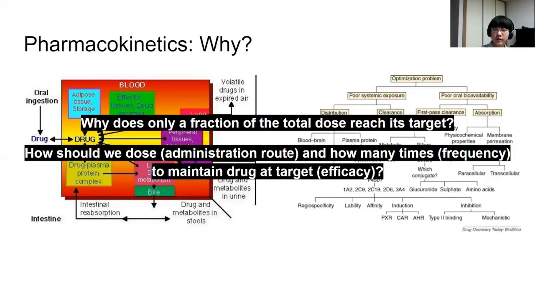So after seeing these models, we should raise two questions. First, why does only a fraction of the total dose reach its target? This is often answered by pharmacologists who study how much concentration of a drug is actually effective in our body. Sometimes, for example, even though you inject it in your hand, some of it will reach your brain. In fact, because of the blood-brain barrier, less than 1% of the drug is barely able to enter our brain.